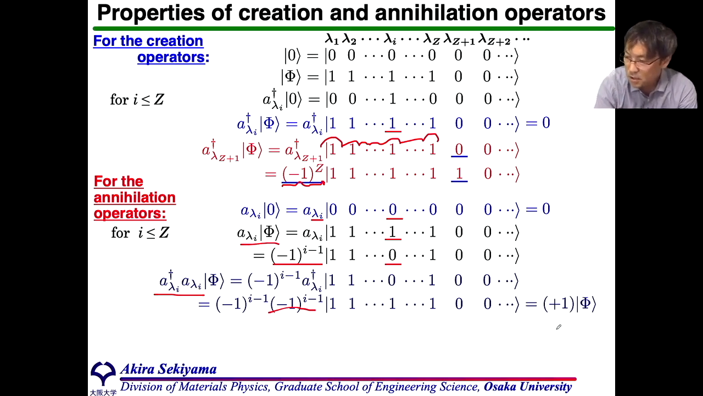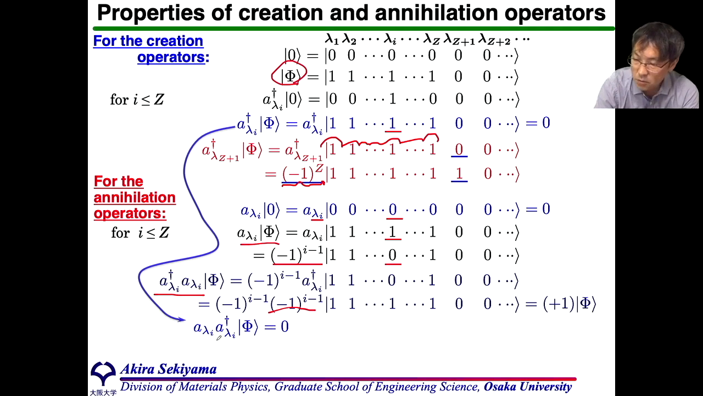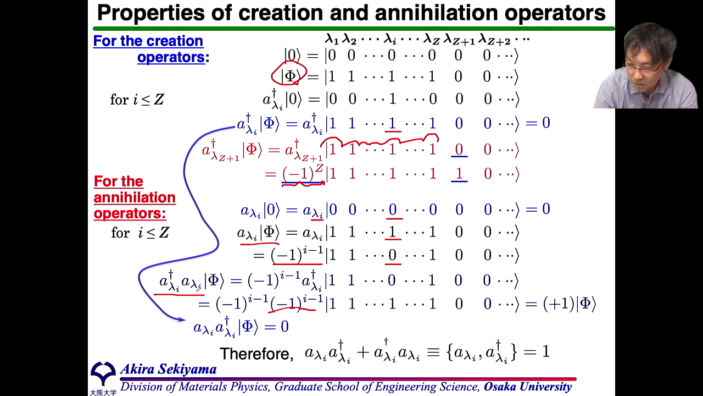Then we get this, which is equivalent to the original state phi. We consider its conjugate procedure like this one, but we can easily understand that this state is 0. This state also becomes 0. Therefore, the summation of this procedure and this procedure becomes 1. This is usually known as an anti-commutation relation, expressed as this formula.